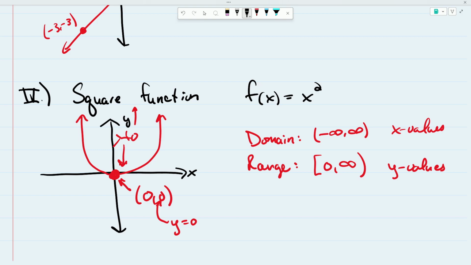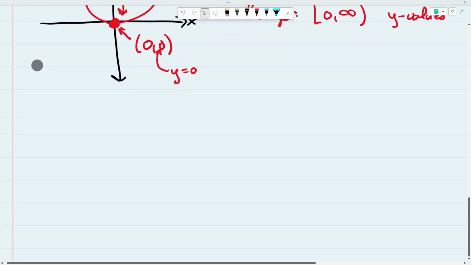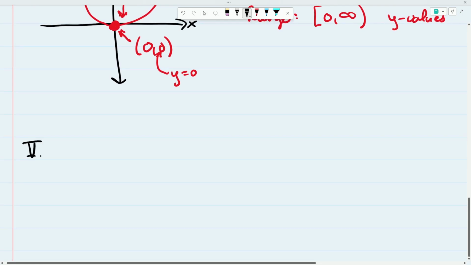And we got some more coming up. We have the cube function. So this is going to be number 5.